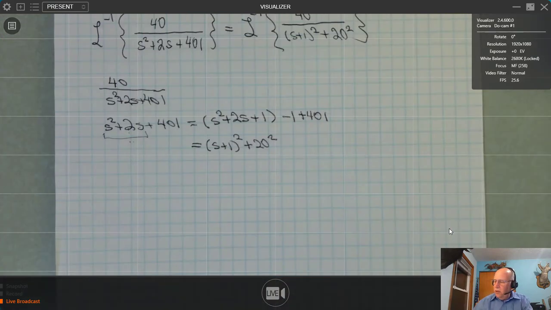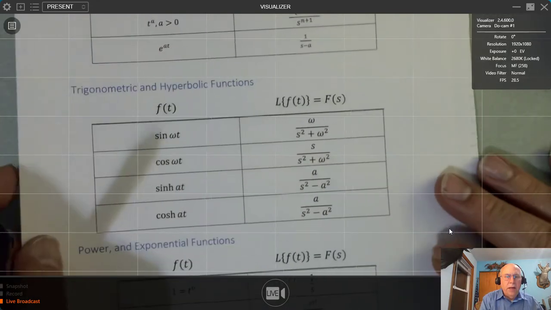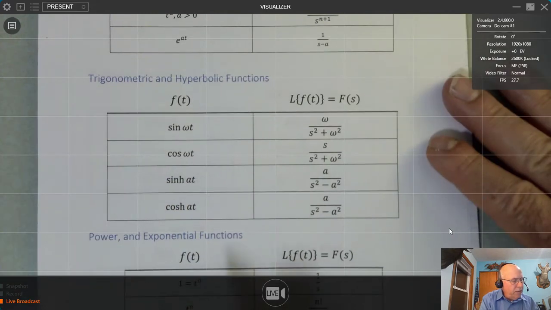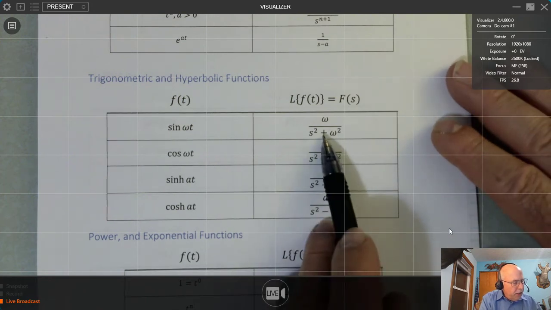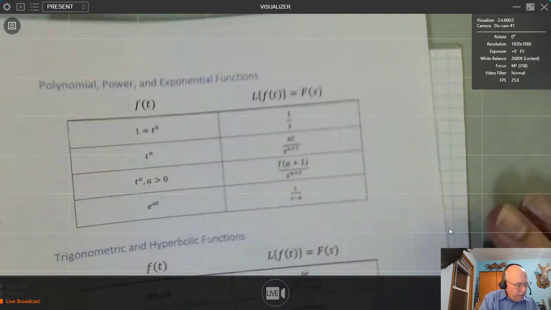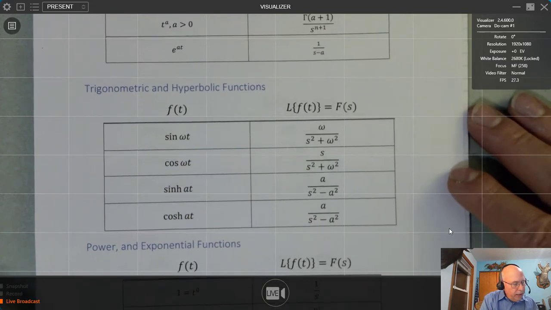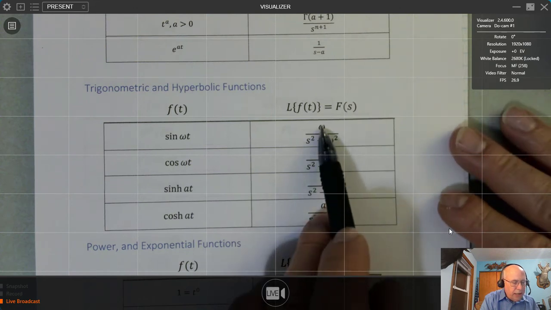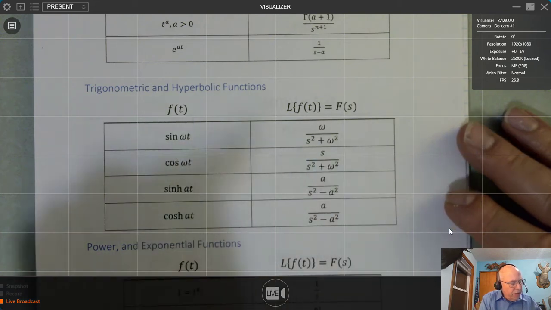And now we're ready to go looking in our table of transforms. If you are looking for things with sums or differences of squares in the transform table, then you're looking for trigonometric or hyperbolic functions. So first of all, our particular problem has a plus in it, not a minus. So that means we're after a sine or a cosine form. And this one has an s in the numerator, and this one has a constant in the numerator. So we landed on this one here, and that comes from a sine of omega t.